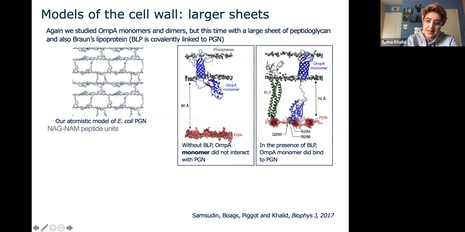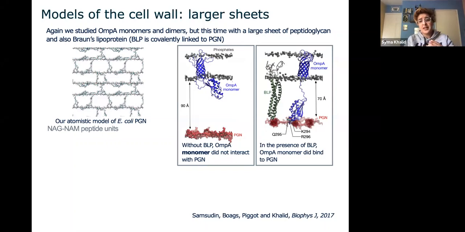So when we went back into the simulations again, now adding in Braun's lipoprotein, what we saw was that this protein, sorry, I should say this protein is covalently bound. It's the only protein known that's covalently bound to the cell wall in E. coli. Okay, so it's linked to the cell wall covalently. Those bonds don't break. On the other side, it's anchored via lipidated regions into the membrane.